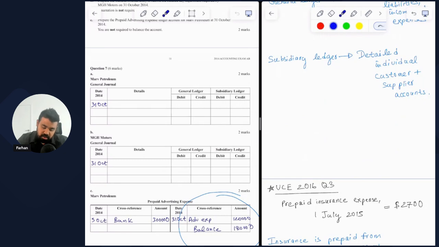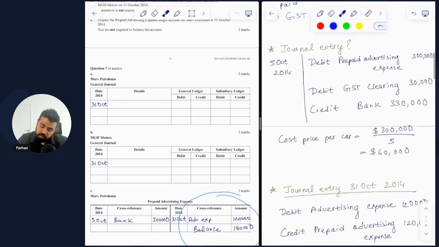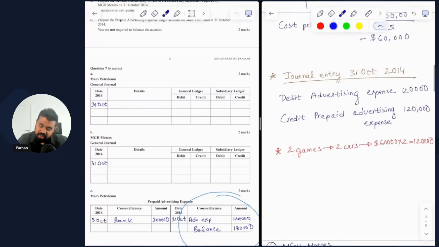Now, the balance day adjustment that we have done for Marv Petroleum on the 31st of October, we do not have any accounts receivable, nor do we have any accounts payable. So the question of recording this within a subsidiary ledger is not really important in this case. So you can just simply record this within the general ledger, which records this expense and the reduction in the current asset. So on the 31st of October, we are going to record debit advertising expense.